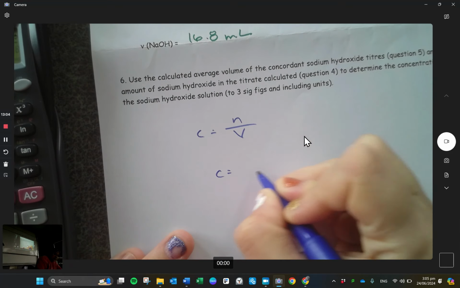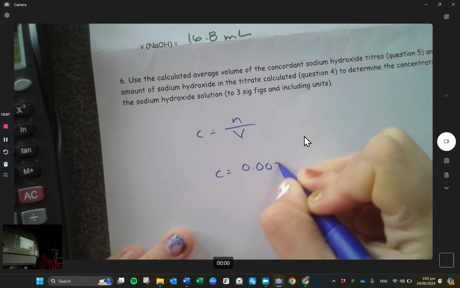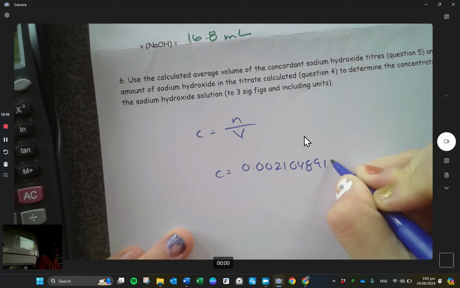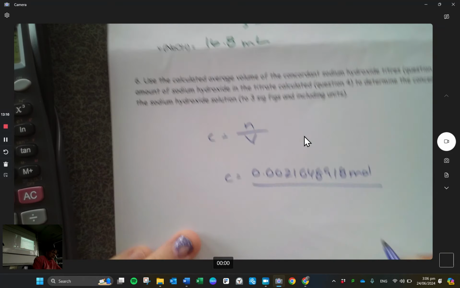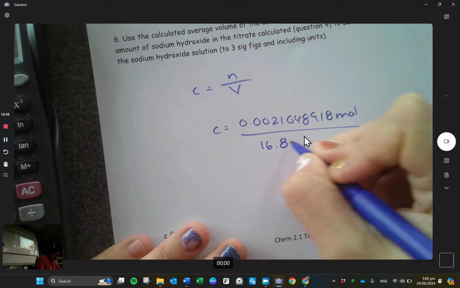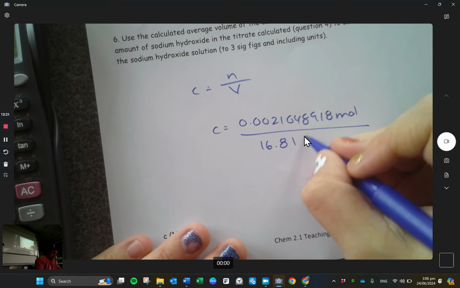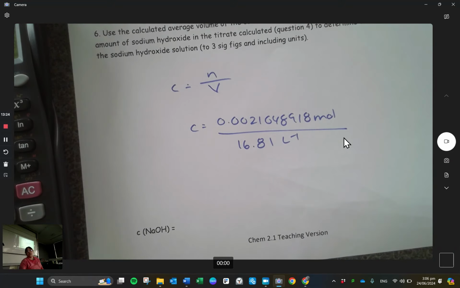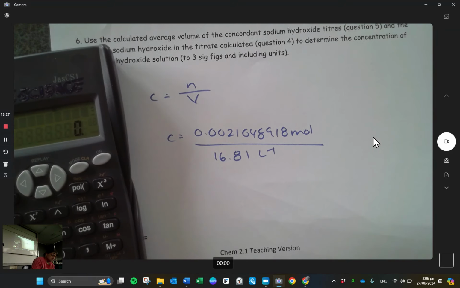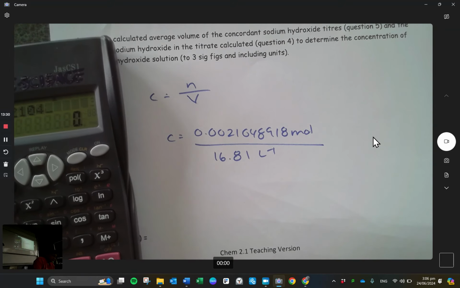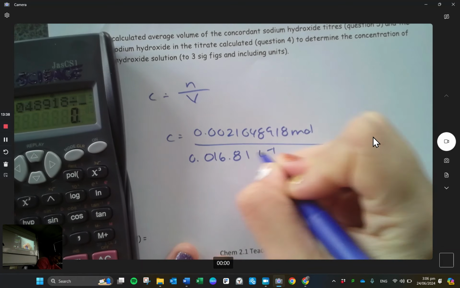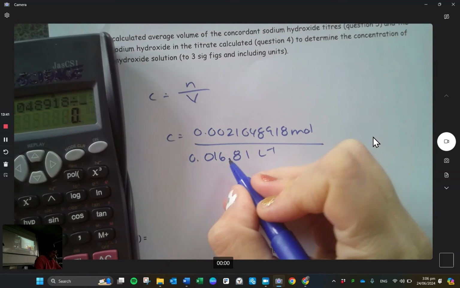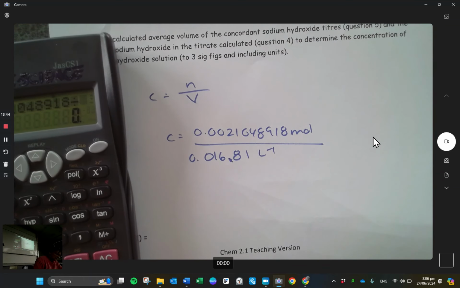So C equals 0.002104818 moles, and then I divide it by my volume, which is 16.8. If you want to use the unrounded value, that's also fine. I'm not going to be a stickler on that. Either or is fine. And then we plug it all in. 0.002104818 divided by... Oh boy, I already made a mistake. I forgot to convert that into liters. There we go. Now that's in liters. You guys see what I did? Okay, don't do that.